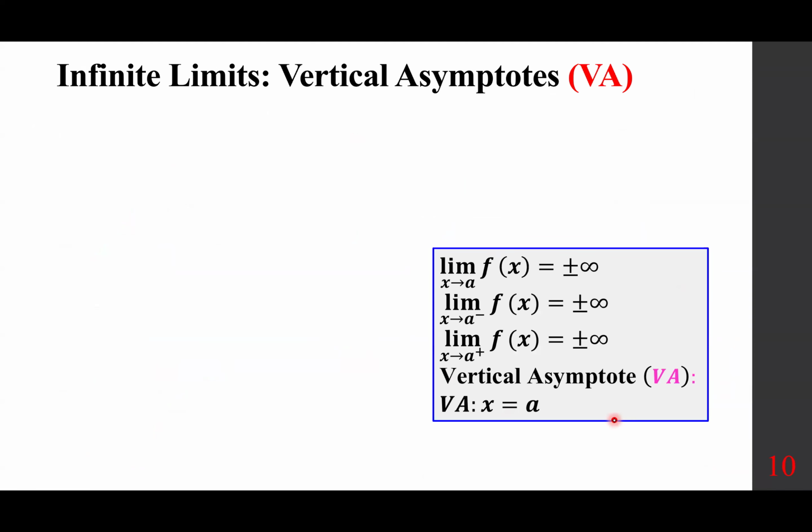In other words, if the limit of f of x as x approaches a, or a from the left, or a from the right is either negative or positive infinity, the line x equals a is the vertical asymptote of that function. That's a precise definition of a vertical asymptote, everybody.